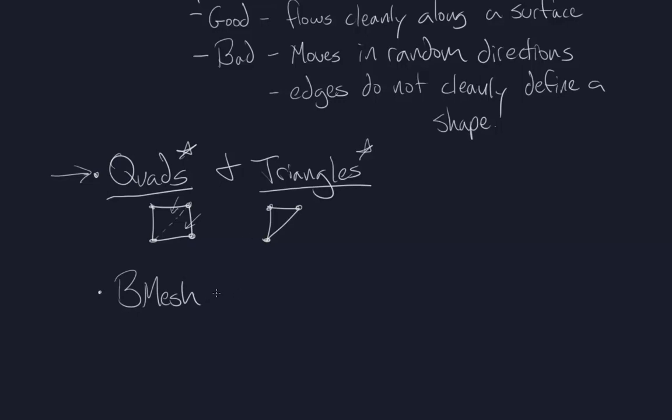And B-Mesh allows you to create ngons. It looks kind of like ngong, doesn't it? N for never leave them in a completed model. Now, what is an n-gon? An n-gon is a polygon with n number of sides.